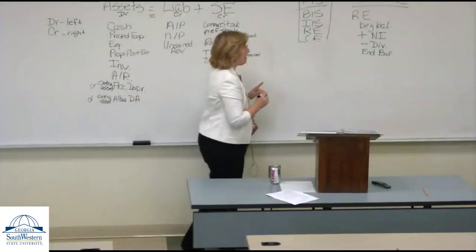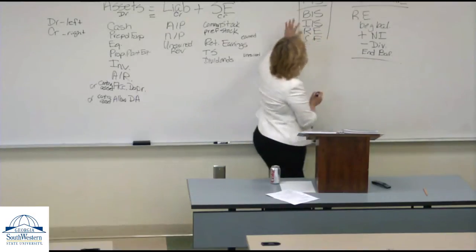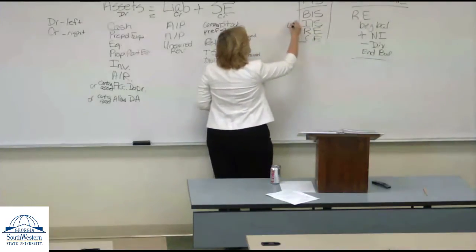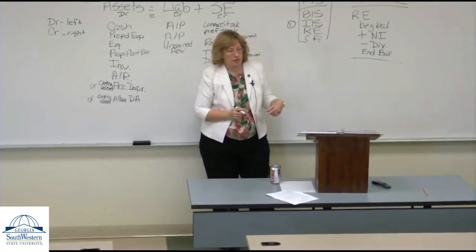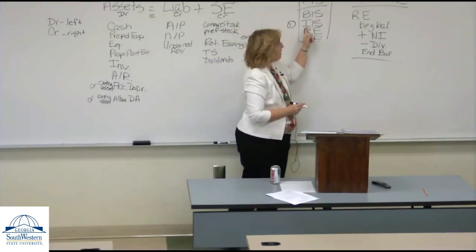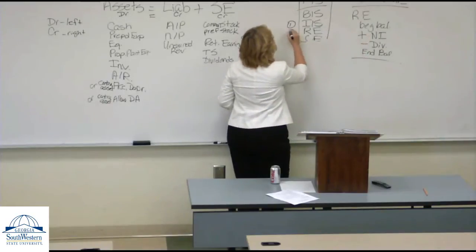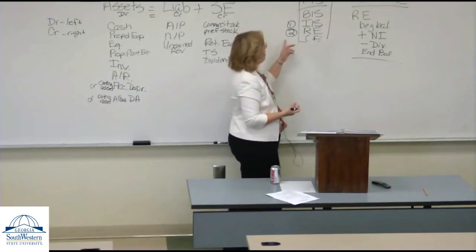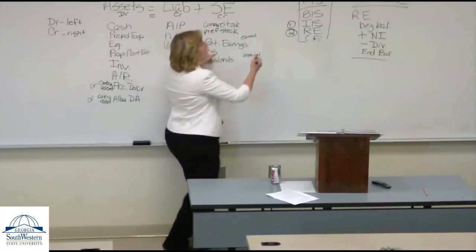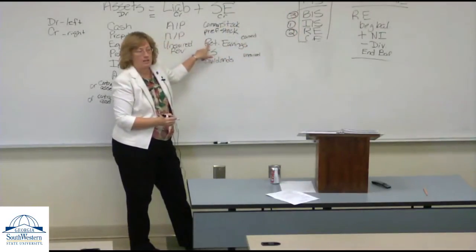Why is that? Because when you do these financial statements, you're going to do the income statement first, so that you can get the net income that needs to go into the statement of retained earnings. You're going to do the statement of retained earnings next, and then you'll have the information to do the balance sheet, because you need the balance in retained earnings to do the balance sheet.